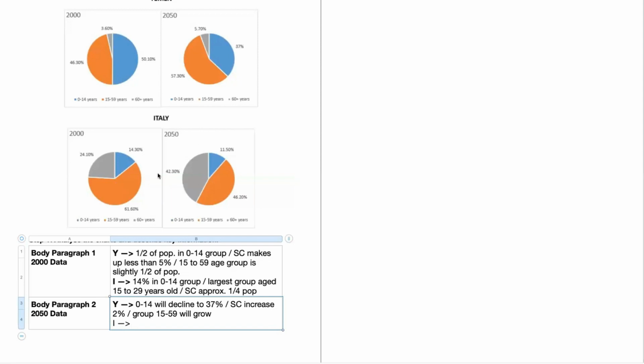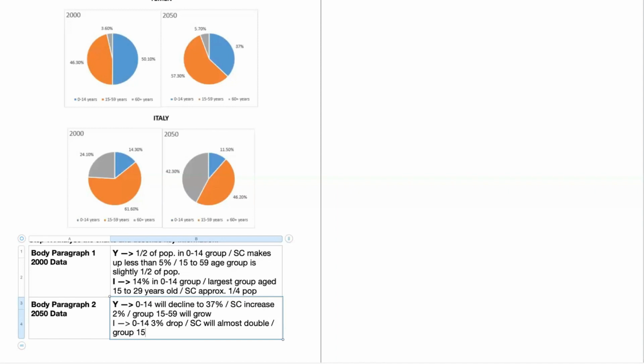So we're actually going to be comparing 2000 and 2050 as well. So in Italy, it looks like the age group 0 to 14 is going to have a 3% drop. So I'll say 0 to 14, 3% drop. We also see senior citizens almost doubling. So we have 24.10% and then 42.30%. That's almost double. So that is definitely something to keep in mind. I'm going to say senior citizens will almost double.